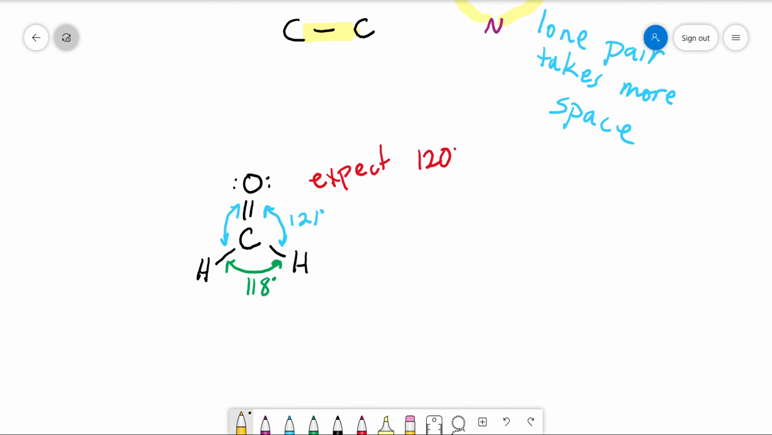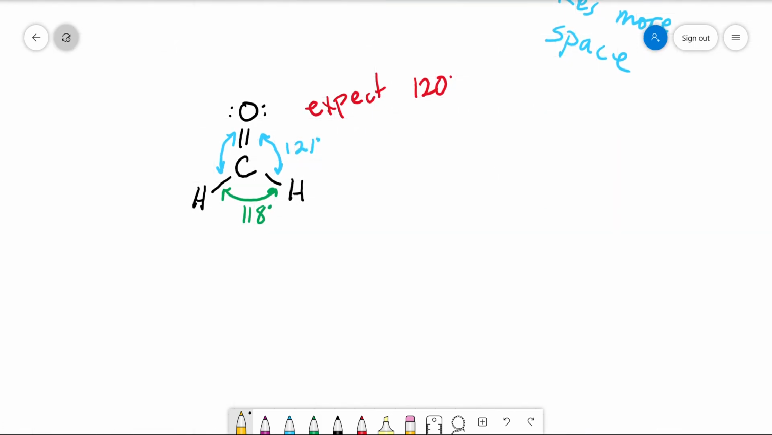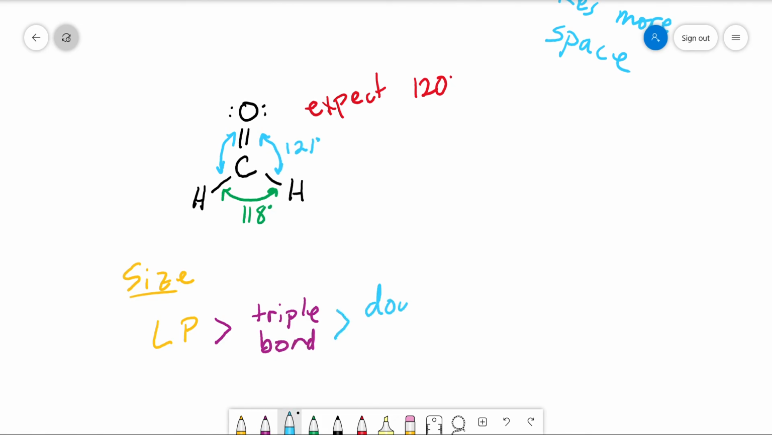Okay, so if we talk about size of these things, first we have a lone pair, that's the biggest. That is bigger than a triple bond, which is bigger than a double bond, which is bigger than a single bond. Okay, and I think that will do it for that.